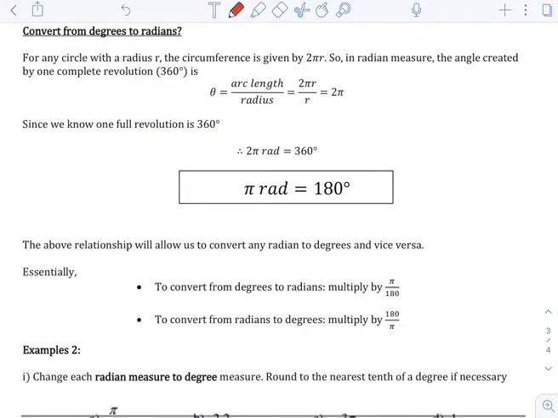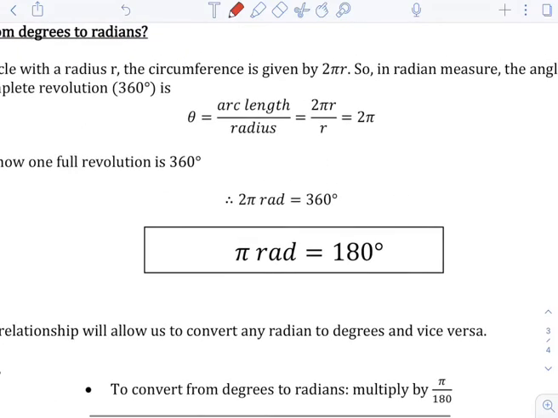For any circle with a radius of r, the circumference is 2 pi r. In radian measure, the angle created by one full circle, 360 degrees, is theta equal to the arc length, the full distance around, divided by the radius. So if the radius is r, we fill that in. One full circle is 2 pi r, that's just the formula for circumference, divided by r. Both r's cancel out, so the distance around one full circle is 2 pi.